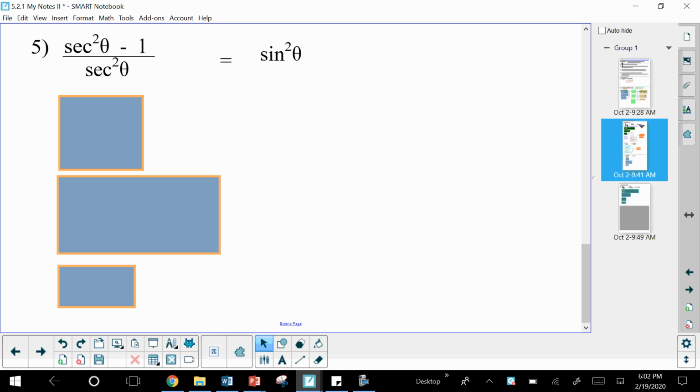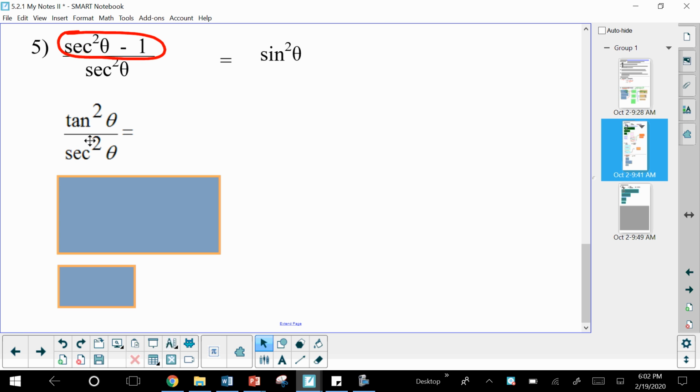In my opinion, the left-hand side is harder. We're still proving here. A couple different ways that you can attack this one. Secant squared theta minus 1. That looks familiar to me. Get your trig identities out and figure that out. You should be getting that as tan squared theta.